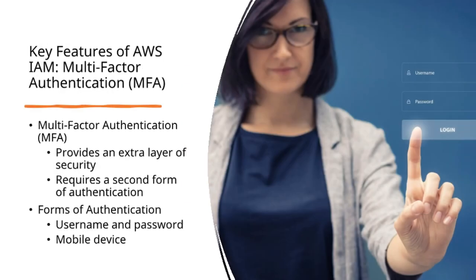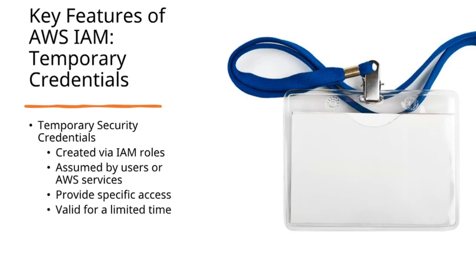IAM supports MFA, adding an extra layer of security by requiring users to provide a second form of authentication, such as a mobile device, in addition to their username and password. IAM allows the creation of temporary security credentials through roles. These credentials can be assumed by users or AWS services to gain specific access for a limited time.